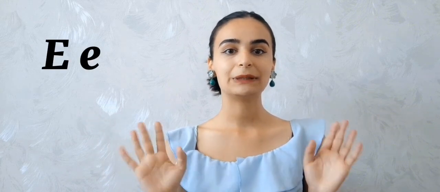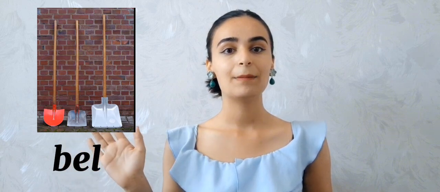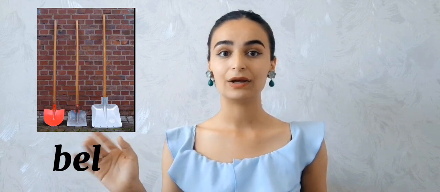E is pronounced the same. Bed, bell. You see? They are pronounced the same. And let's look at consonants. When you look at the consonants, I want you to look carefully at the difference between the pictures. I will not talk about all of the consonants, but let me tell you some of them.